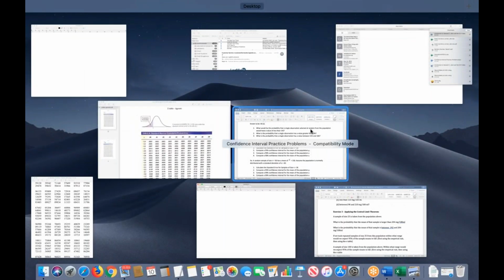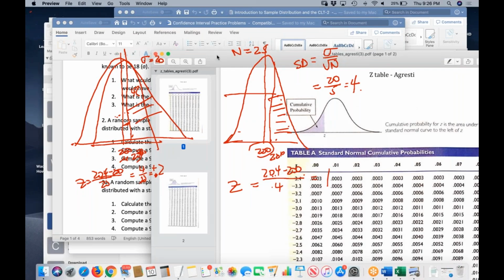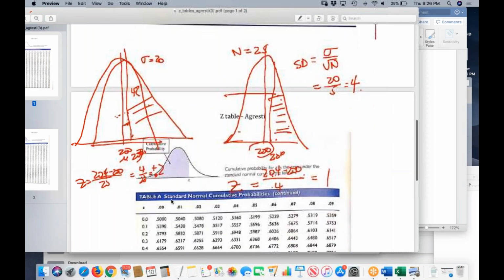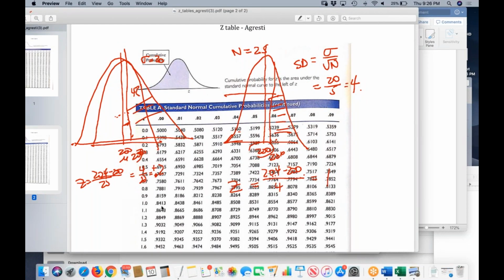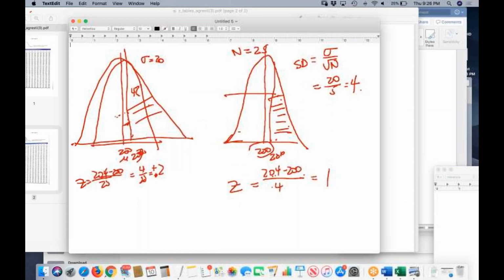So I'm going to go to our table. Whoops, that's the wrong table. Let me close that. Okay, here's our Z table. A z-score of +1 is going to be 0.8413. So that would leave this area to be 0.1587, about 16%. That's the probability I would get that.